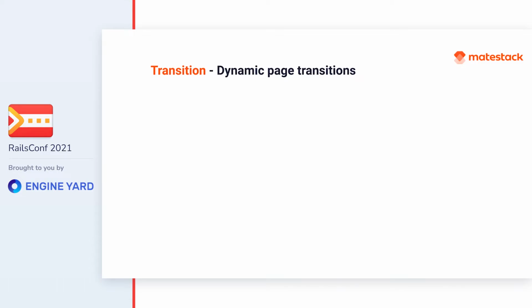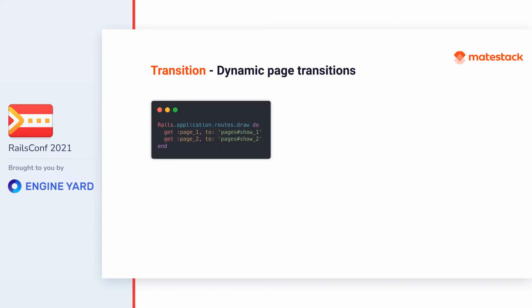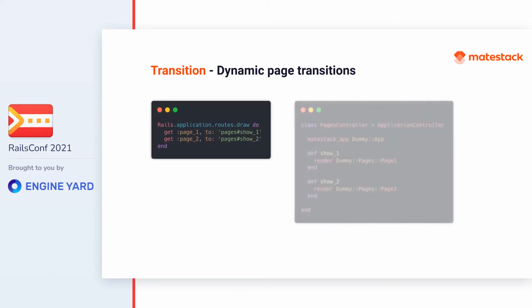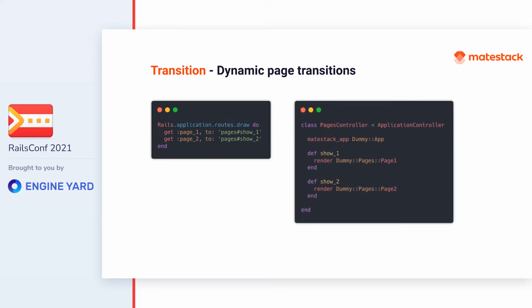And now let's talk about one more pre-built component, transitions. Transition components enable dynamic transitions from one page to another without a full browser page reload. Well, you need at least 2 pages for that to work. Let's define them. We have 2 Rails routes targeting 2 Rails controller actions, each responding with a different MateStack page.